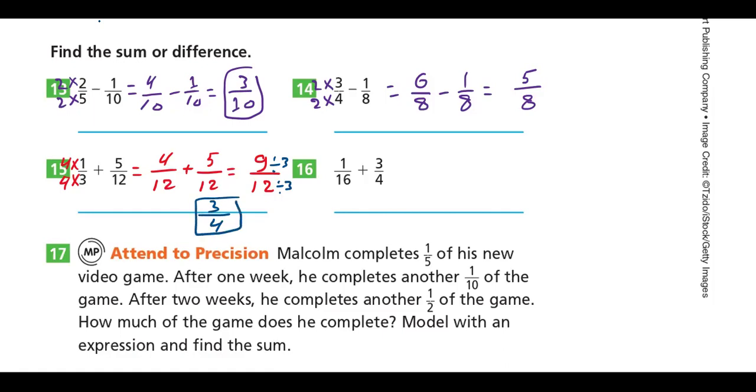1 over 6 plus 3 over 4. So to make the same denominator, times 4 up and down. So 1 over 16 plus 3 times 4 is 12 over 16. So write 16 down. And 1 plus 12 is 13.